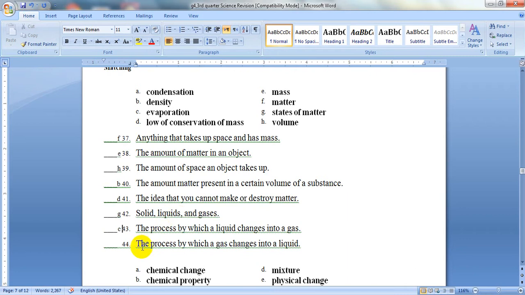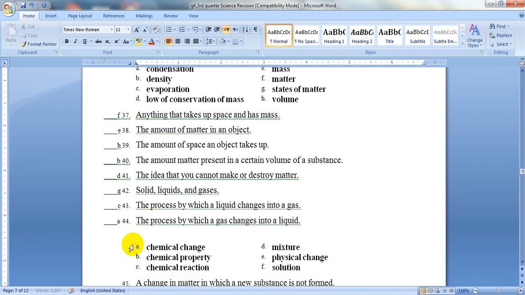What about the process by which a gas changes into a liquid? The opposite. The water vapor will turn back to be liquid. What did we call this process? It is condensation, which is letter A. And both of them, evaporation and condensation, are physical changes because the substance stays the same. No new substance is formed.